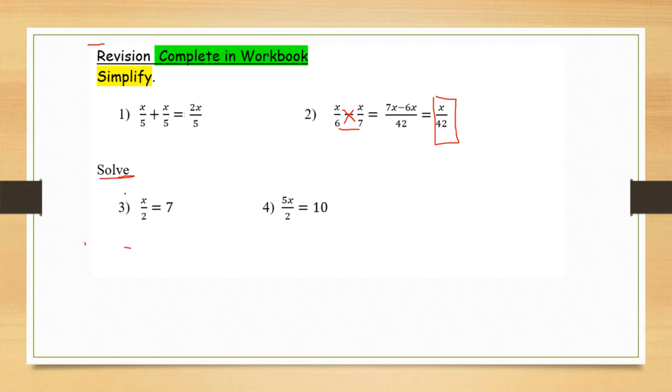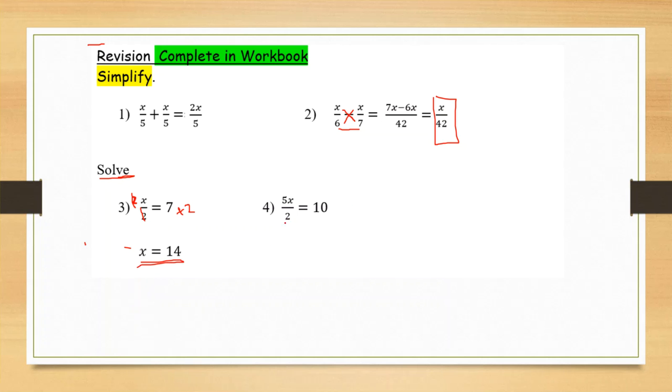Equations. For this one, number 3, we need to multiply both sides by 2, which cancels that out. So what we're doing is we're getting 2x over 2, and then 2 goes into 2 one time, so we end up with 1x equals 7 times 2, which is x equals 14.